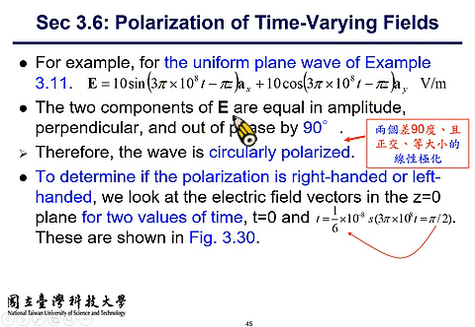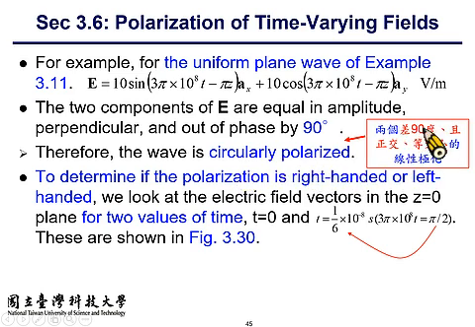The two components of E are equal in amplitude. As you can see here, they are both 10 in the magnitude. They are perpendicular. So one is pointing to the x direction, the other is pointing to the y direction, and out of phase by 90 degrees. So you can see that one is sine function and the other is cosine function, where they have the same variable, the time and spatial variable for the two components. So therefore, it's referred to as circular. It can be determined that this field description is valid for a circularly polarized wave.